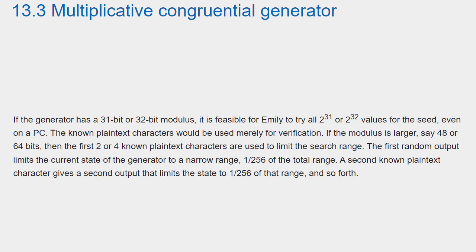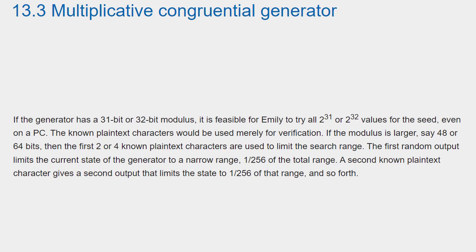If the generator has a 31-bit or 32-bit modulus, it is feasible for Emily to try all 2 to the power 31 or 2 to the power 32 values for the seed, even on a PC. The known plaintext characters would be used merely for verification. If the modulus is larger, say 48 or 64 bits, then the first 2 or 4 known plaintext characters are used to limit the search range.